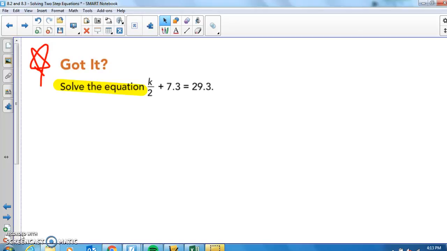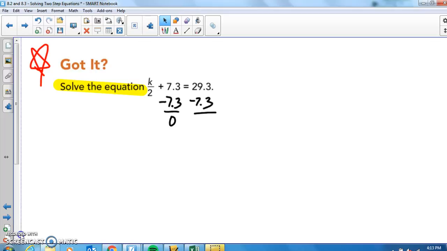In fact, what I'm going to do is do the first part for you. So we have k over 2 plus 7.3 equals 29.3. We always take care of addition and subtraction first. That is as of right now. Later on, we're going to add more steps. So what I'm going to do is subtract 7.3 from both sides.